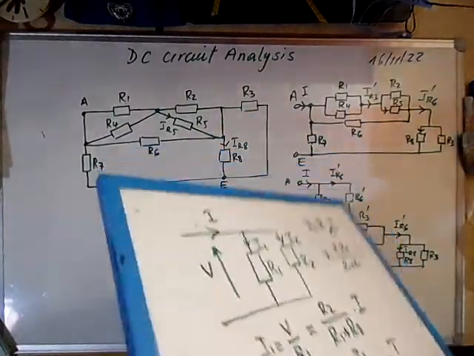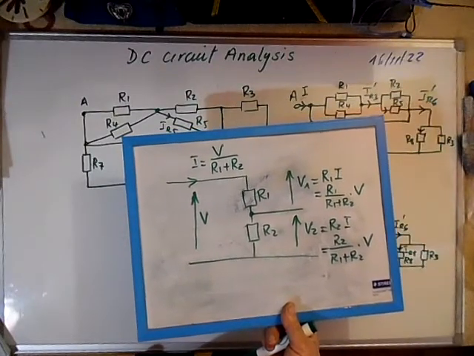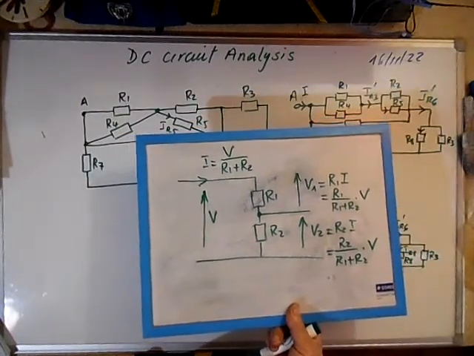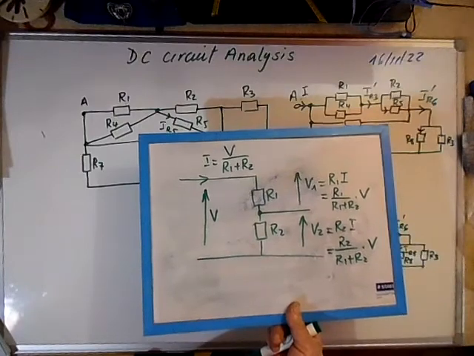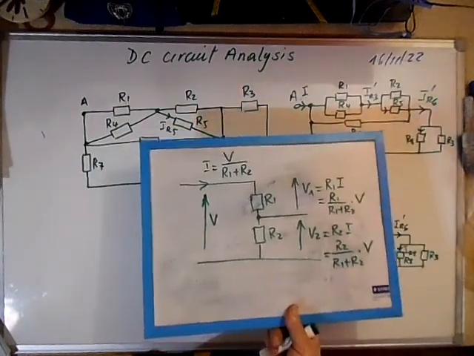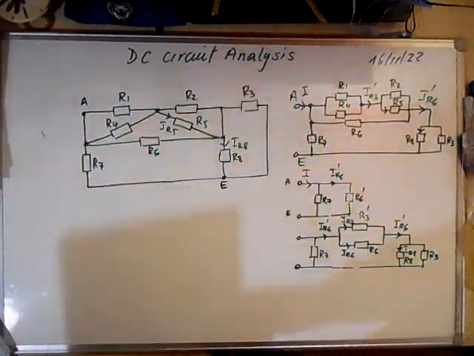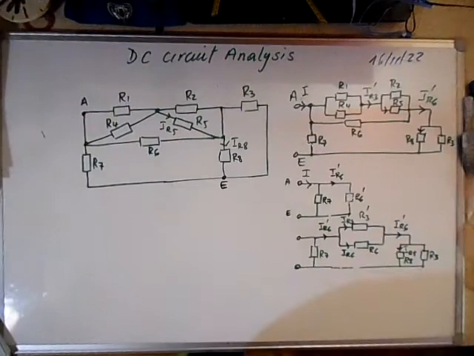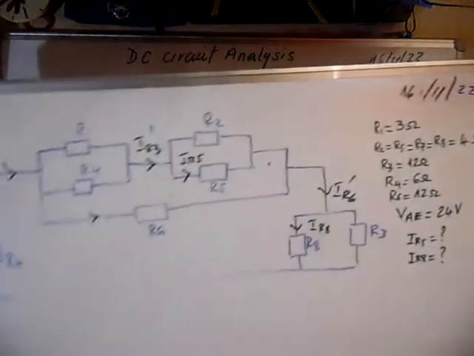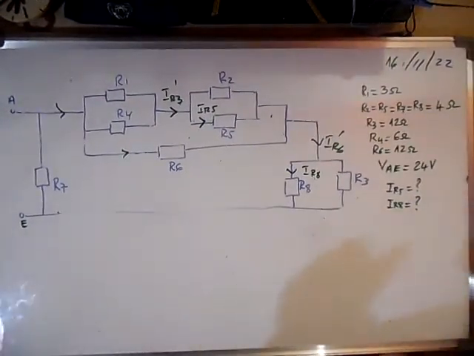We get the following expression, which we are going to use to calculate the currents. We can also use the voltage divider rule to calculate all the currents, but I've chosen the current divider. So let's first calculate the main current and the equivalent resistance of this circuit.